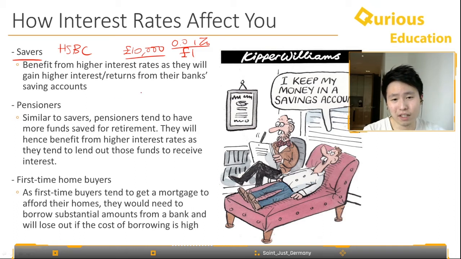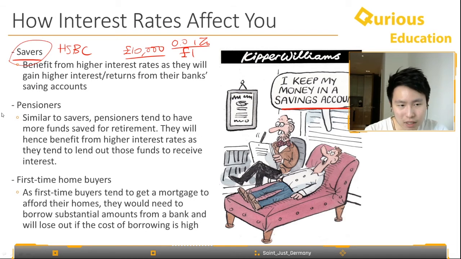Which is why a lot of people don't want to save their money in savings accounts. We can see from this comic, this guy who is saving money in a savings account needs to talk to a psychologist because the interest rates from savings accounts are just too low. So you aren't earning much money just by putting the money with your bank. So that's how interest rates affect savers.